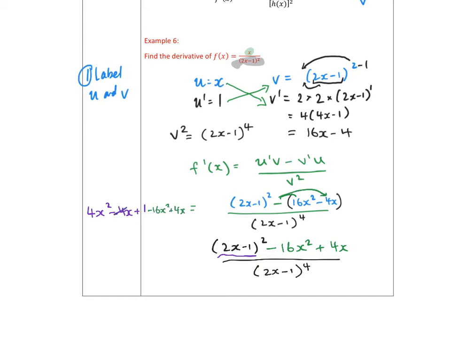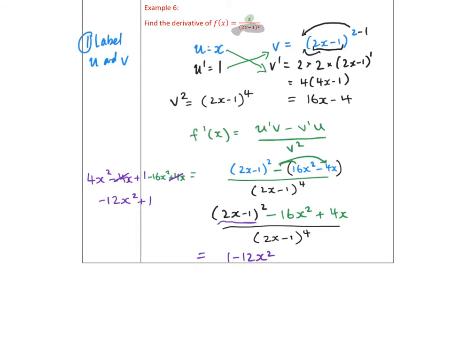We can see here that the 4x's cancel, and we get negative 12x squared plus 1 as our numerator. So just to simplify here, we would say that it's 1 minus 12x squared, nicer way of writing that, and that's divided by 2x minus 1 to the power of 4. What we found, just to make our answer clear, was f dash of x.